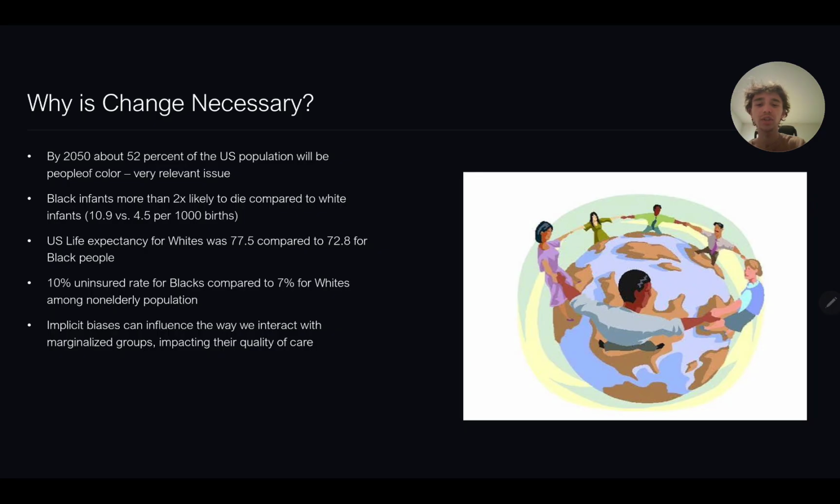And then why is change necessary? Well, also because implicit biases can influence the way we interact with marginalized groups and impact their quality of care. So even for those who are insured, they still may not receive the best quality of care because they're not receiving the best possible intercultural communication from the healthcare providers, which is why I wanted to focus on this issue.